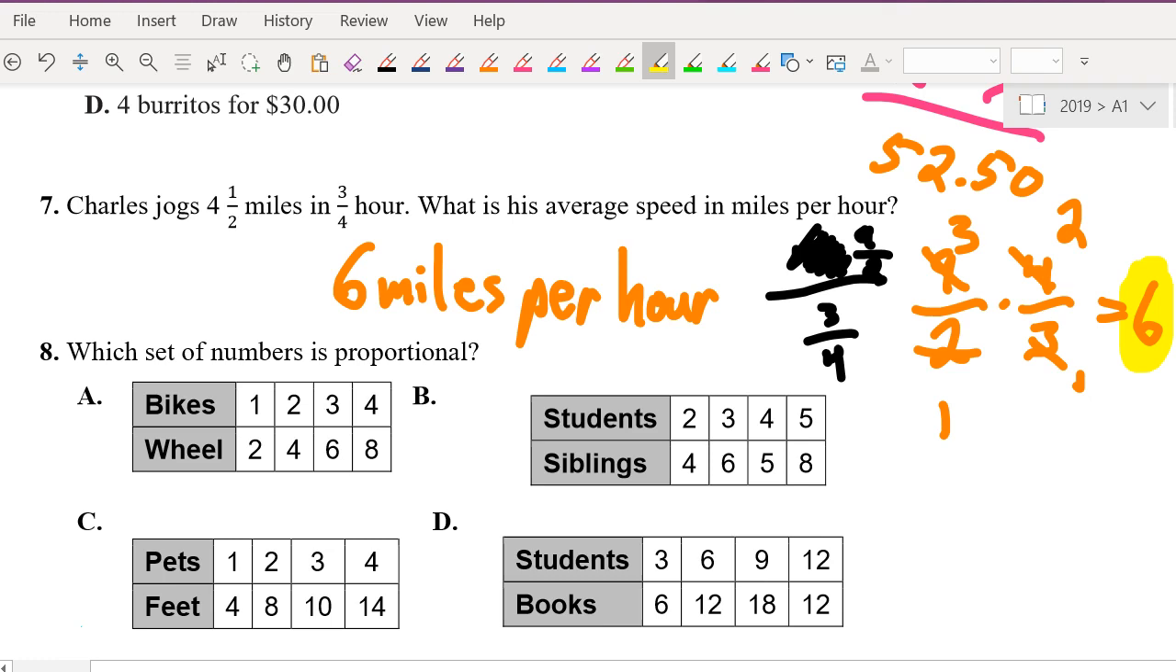Yeah, because it's a little more than, this was what, 4.5? It's a little more than 4.5, because in 4.5 miles, he went 3/4 of an hour, so it's a little more.